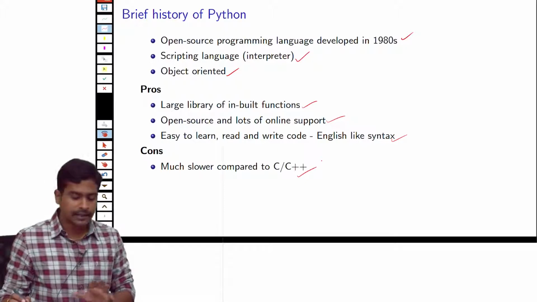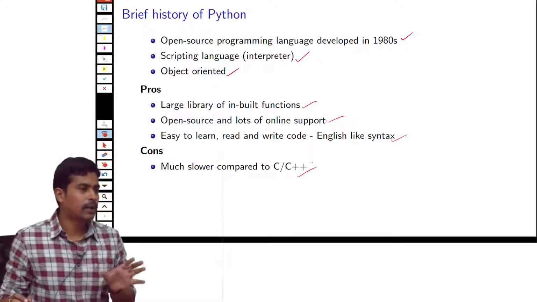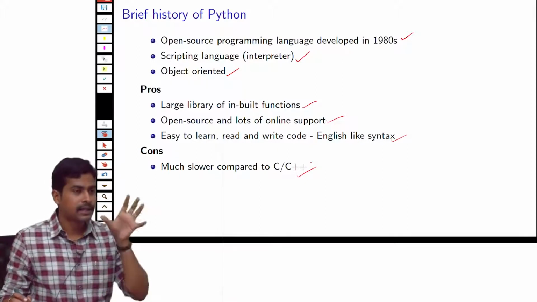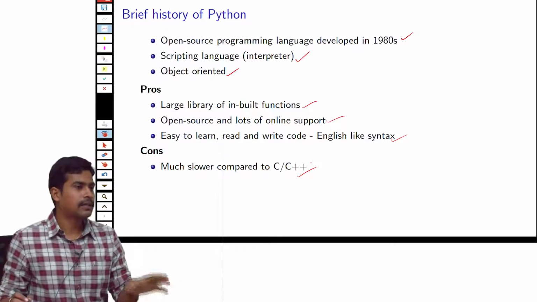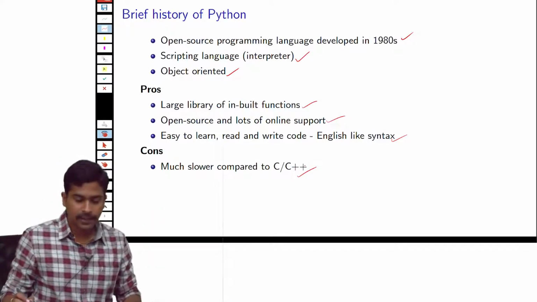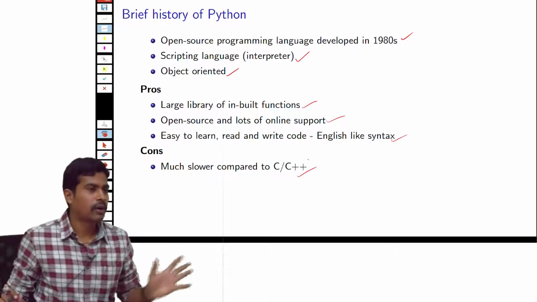The biggest disadvantage of Python is that it's very slow compared to C, because C is a very low level language and Python is a very high level language. So this is a brief overview of Python.